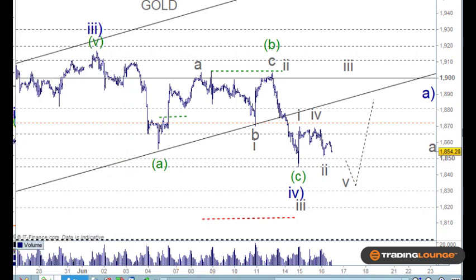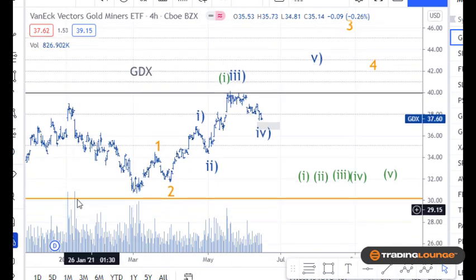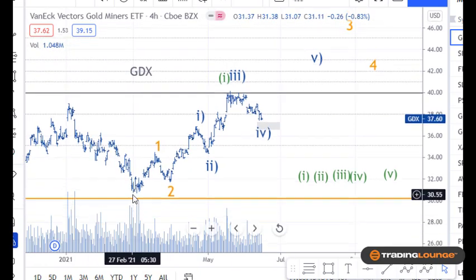And most folks will be trading ETFs anyway, so we should actually look at that as well. Let's do that. So this is GDX here, and it's just a 4-hour chart, and from the low in this case.